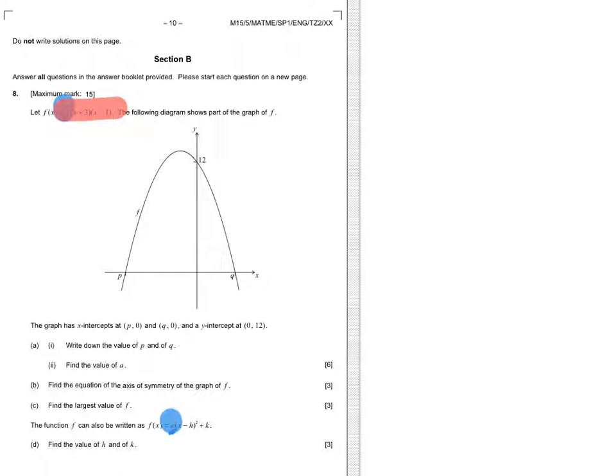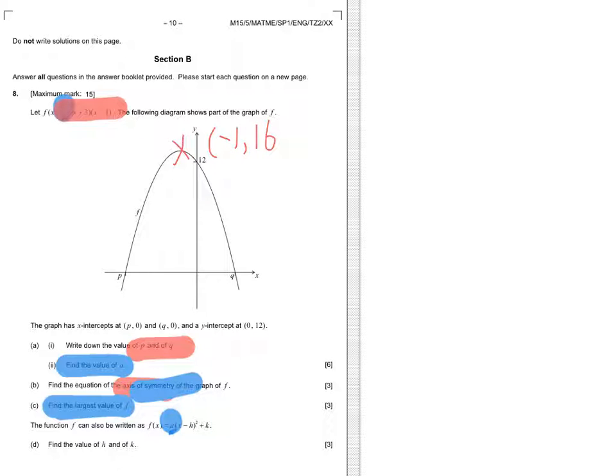And there's a lot of opportunities to make an error if you go about it that way. Remember, section B questions are generally structured so that they build on each other. And we've seen how we used the answer to part A, the values of P and Q, to find the axis of symmetry. We've seen how we use the value of a and the axis of symmetry to find the largest value of f. Now that we've done all that, it all ties together in part D when they're asking us to complete the square, because it really relies on our answer to part C, which was -1, 16.